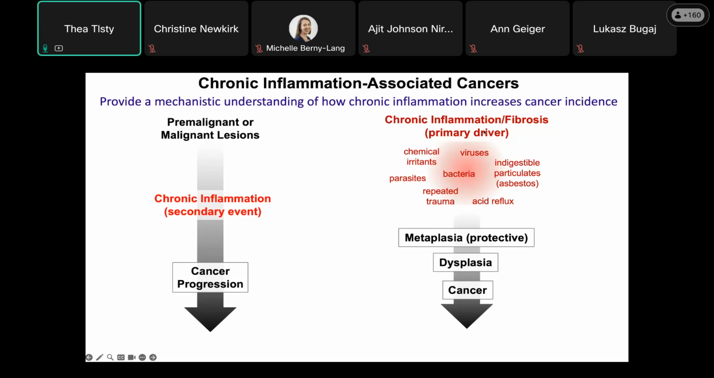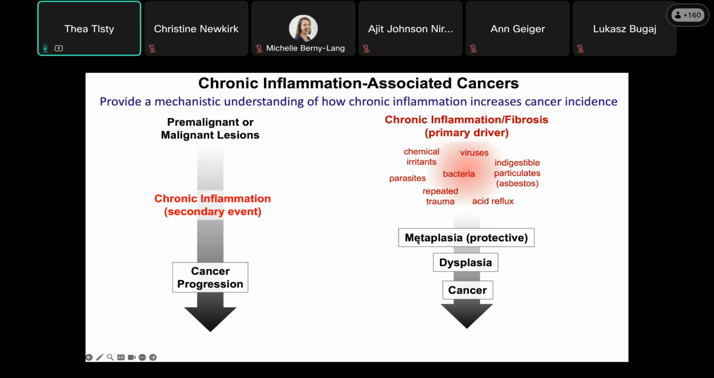What happens with these types of cancers, you can have chronic alcoholism injuring the liver, you can have bacteria injuring the stomach, etc. What happens is, in these areas of chronic injury, the body mounts an adaptive, protective response known as metaplasia.